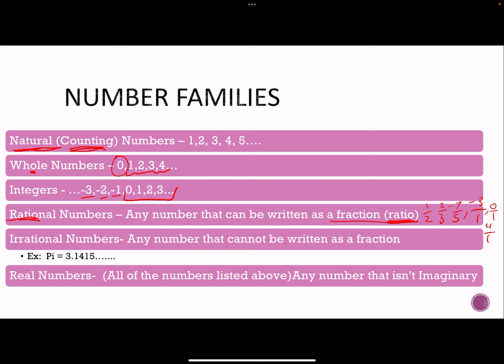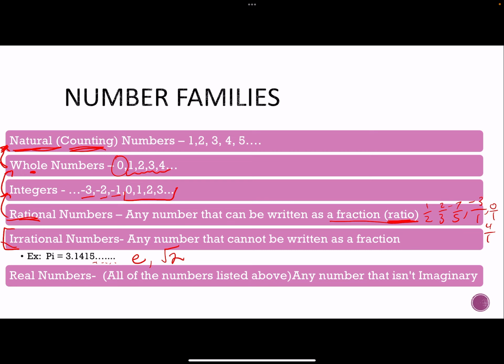So the whole numbers contain the natural numbers. The integers contain the whole numbers. The rational numbers contain the integers. But the irrational numbers don't contain anybody, because these are any numbers that cannot be written as a fraction. That's kind of the complete opposite of the rational numbers. A good example of that's pi, that e button on your calculator, square root of 2, right? These are numbers with decimals that go on and on forever. They're non-terminating, and these are irrational because they cannot be written as a fraction.